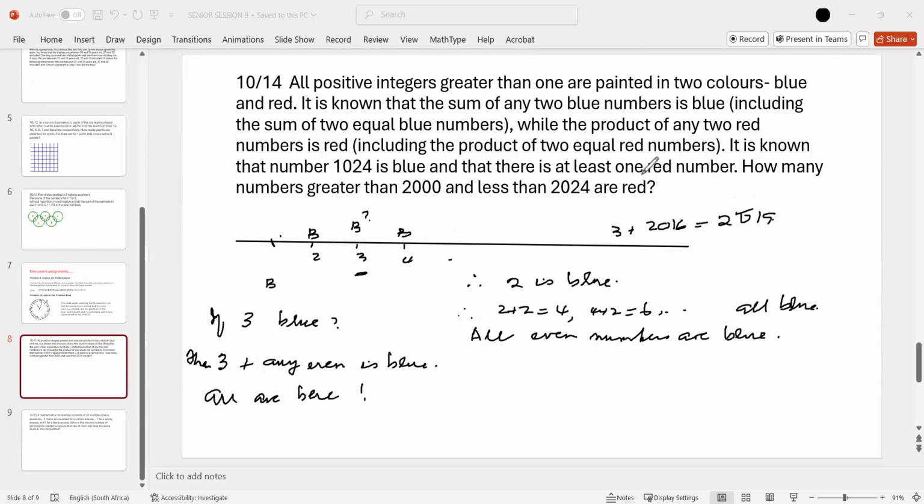All are blue. But they say there's at least one red number. So if we make this assumption, then you get to an impossible situation. It's a contradiction, because you are told there is at least one red number. So this question here, is 3 blue? If you say yes, you get a contradiction, therefore 3 is red.